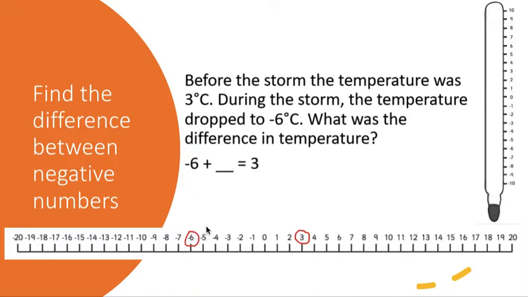Again, I could simply count on in ones. I'm going to do a little bit of hopping instead though. First of all, I'm going to count on 6 to get me to 0. Then I'm going to count on 3 to get me to 3. 6 plus 3 is 9. So I know that we've jumped on 9. The difference between 3 degrees before the storm and minus 6 degrees during the storm is 9 degrees C.